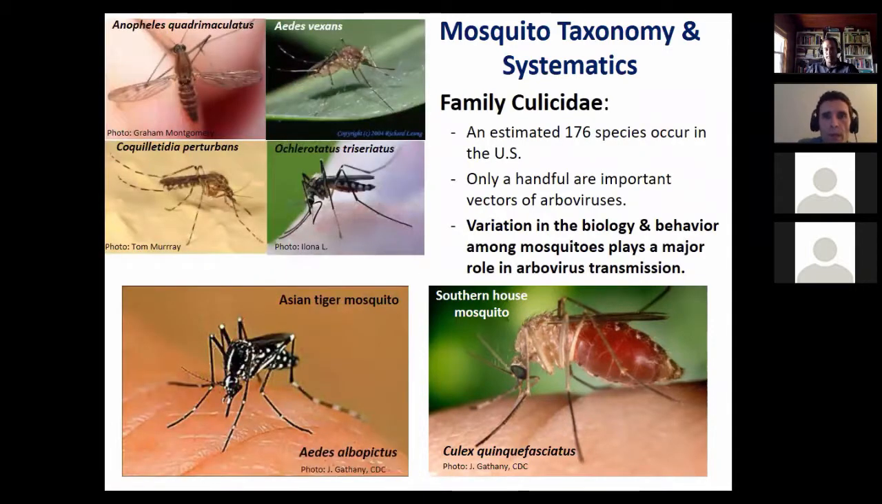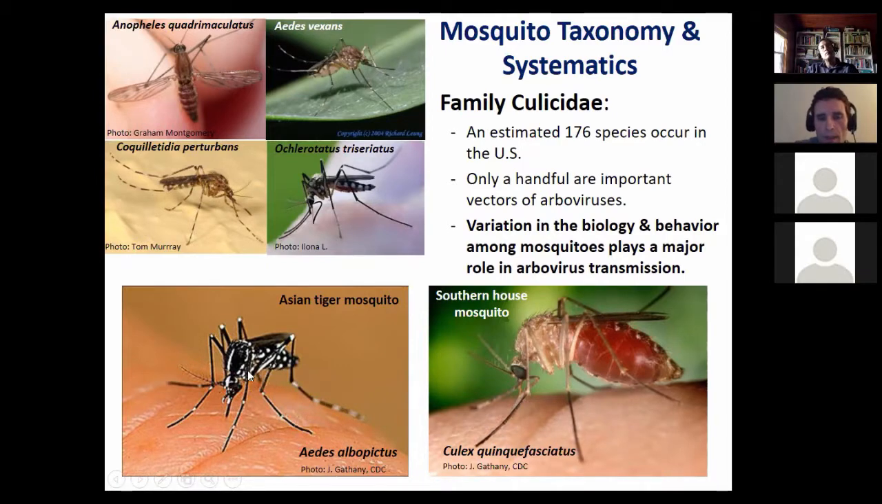Within the United States, we have an estimated 176 species that are recognized. I think that includes some that are in Canada as well. And only a handful of these are important for vectoring arboviruses. Now down here in the bottom left, I'm pointing out the Asian tiger mosquito. If you live in the Southeast, you're probably intimately familiar with this one. It's pretty distinctive with its white stripe on its scutum, or its back, and it has these sort of striped legs.